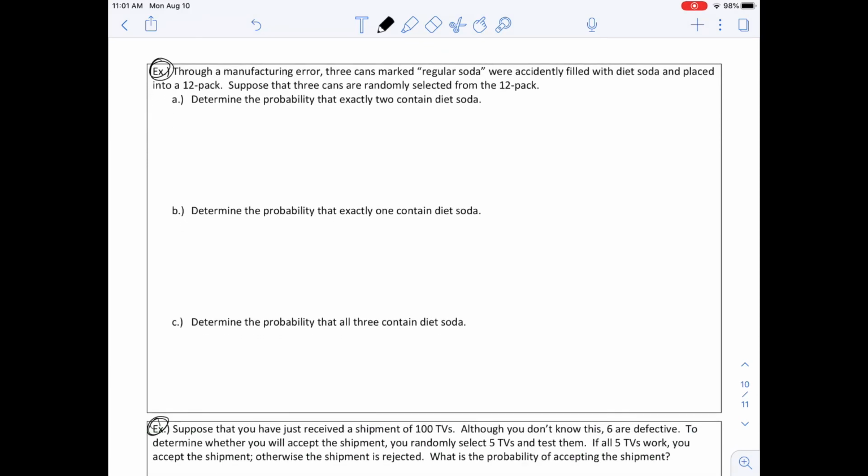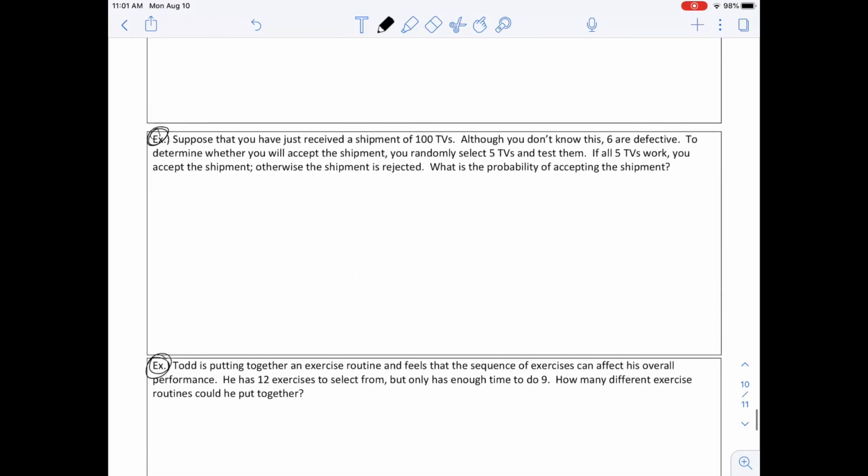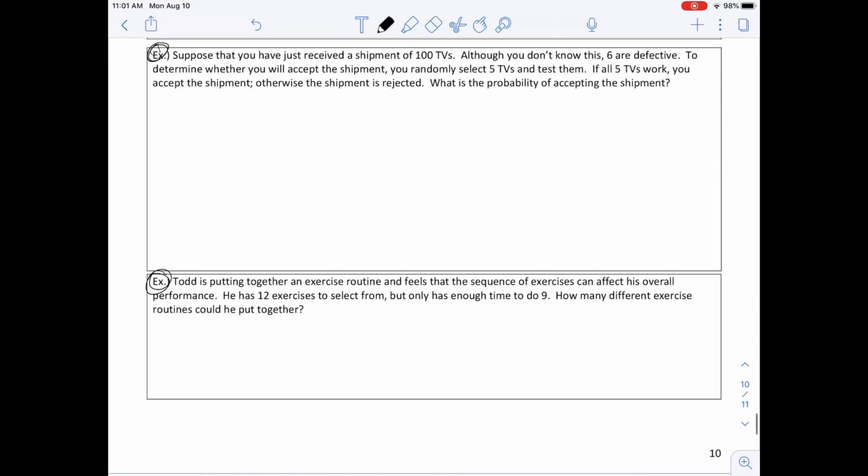The next example, we're going to go ahead and circle and work on that one together, along with the next 2. So we'll finish page 10 all together in class.